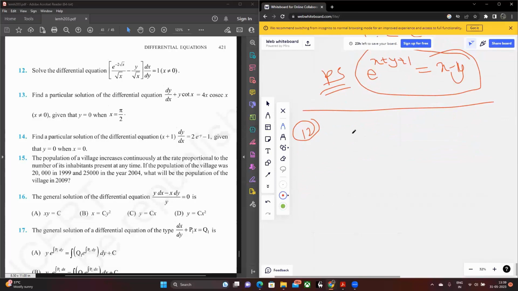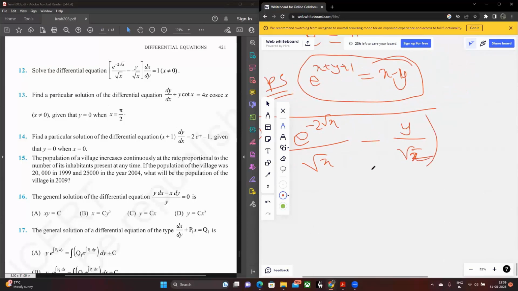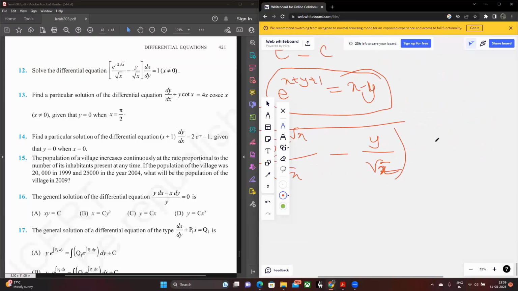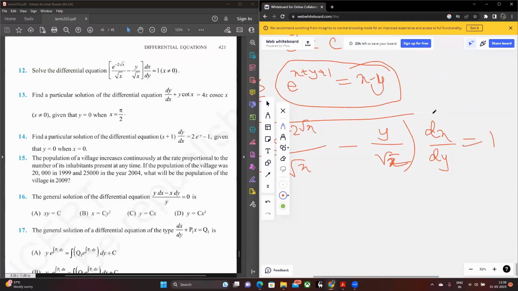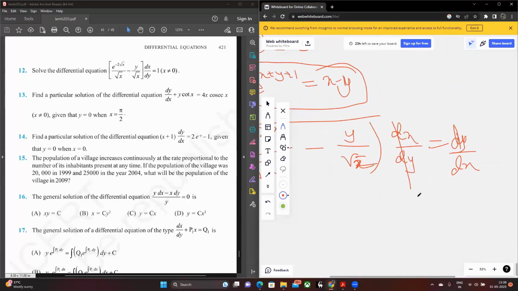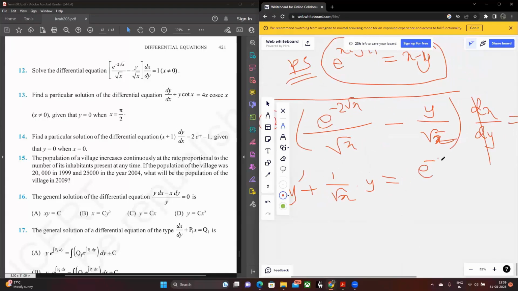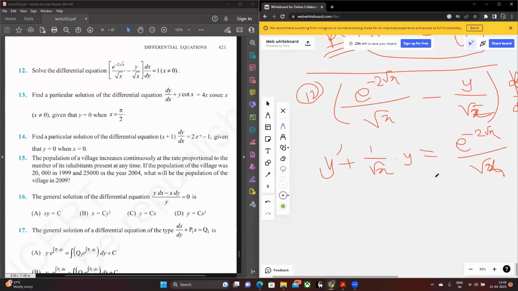Question number 12: solve the differential equation (e power minus 2 root x divided by root x minus y by root x) into dx by dy equals 1. Basically, I'm going to convert this to dy by dx equals some form, and then I'm going to make this a linear equation, right? So y dash plus 1 by root x times y is equal to e power minus 2 root x divided by root x. That is basically what this equation is.